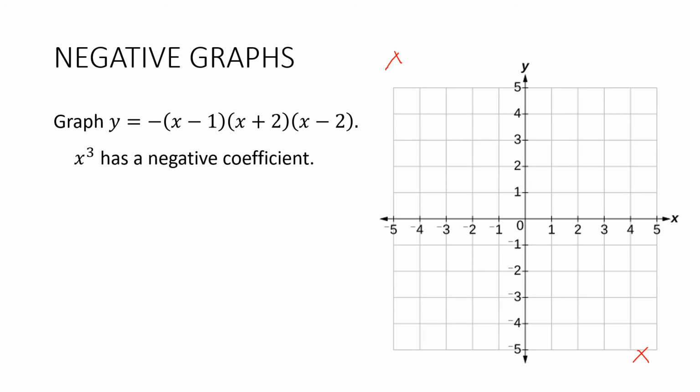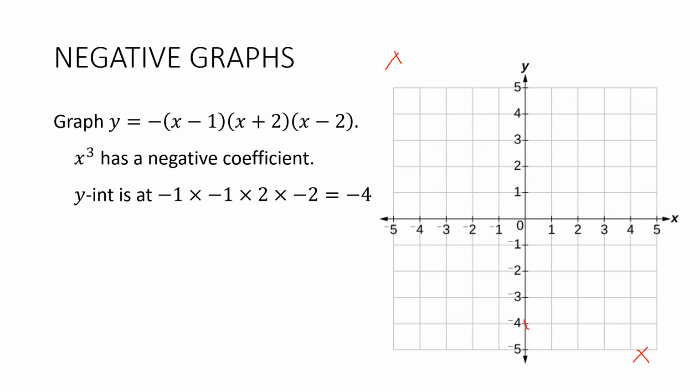All right, y-intercept occurs when x equals 0. This one's not nice. I need to put 0 in there, and in there. Let's write it out. This is negative 1 times negative 1 times 2 times negative 2. Multiplying that all together, we get negative 4. So it's going to cut through here.